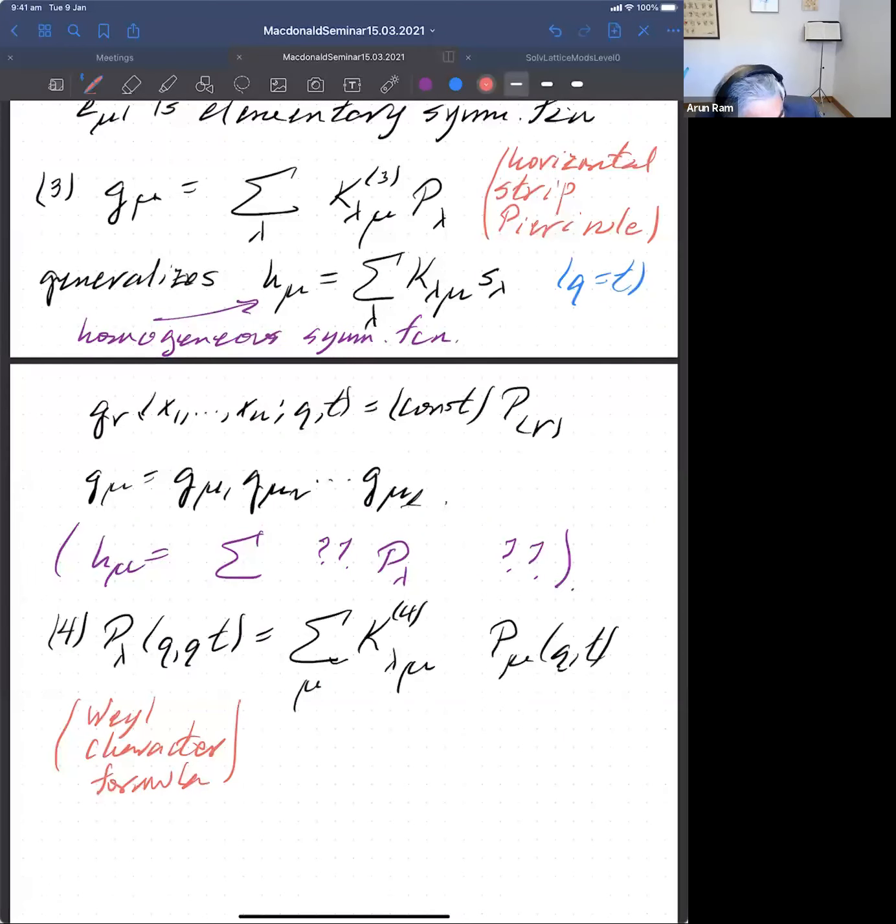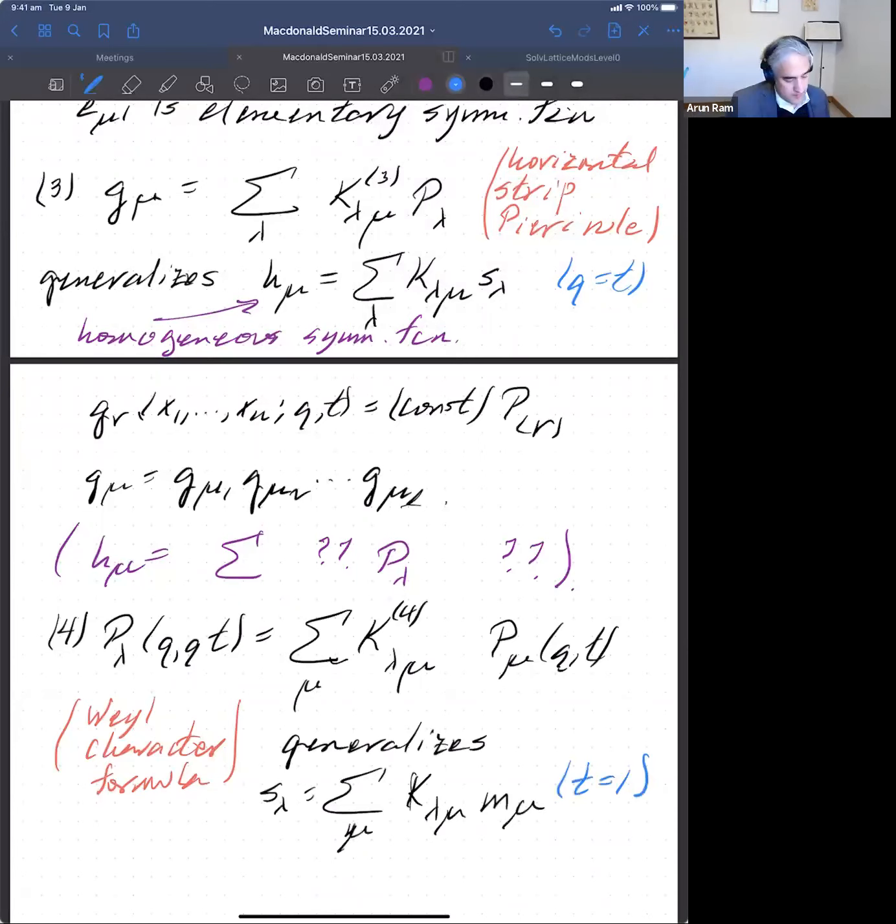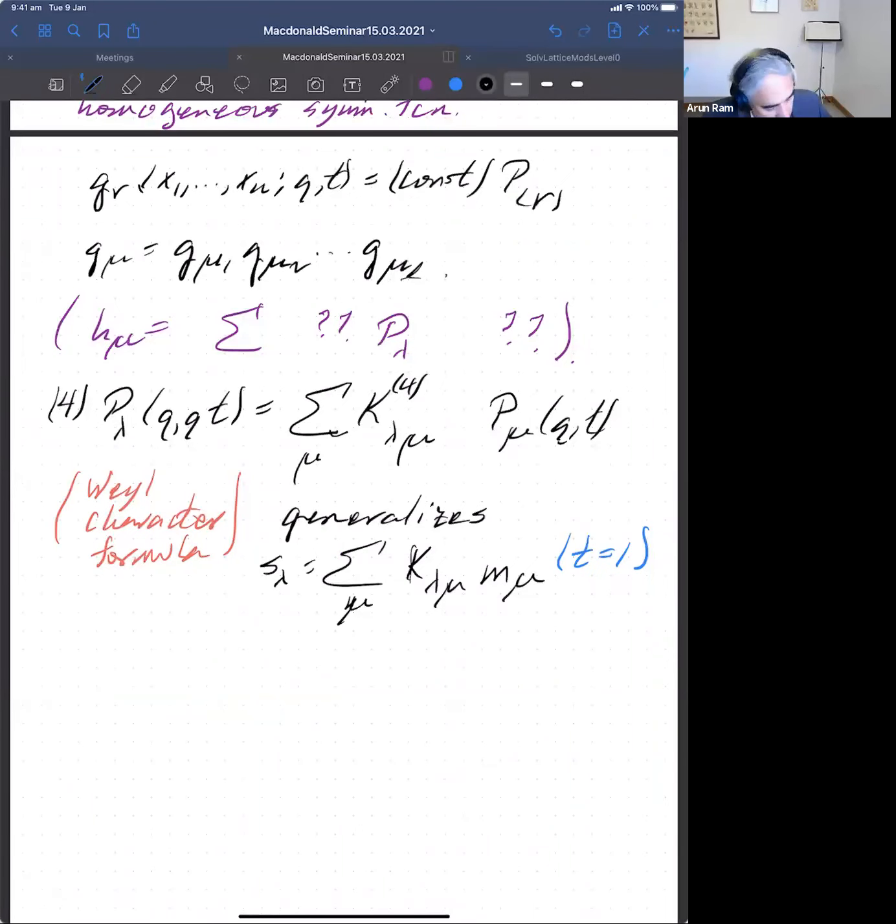So the reason for this one is that this comes from the Weyl character formula. And this generalizes the S lambda equal to the sum of K lambda mu M mu, but this time at a different specialization. This is when T equals 1. And we'll see how the time goes, but at the end, maybe I'll explain some more about why this is particular. I talked last time about why this is interesting, but there's even more reasons.